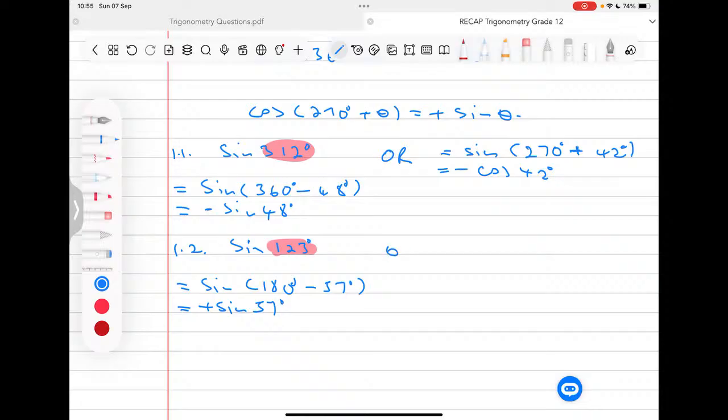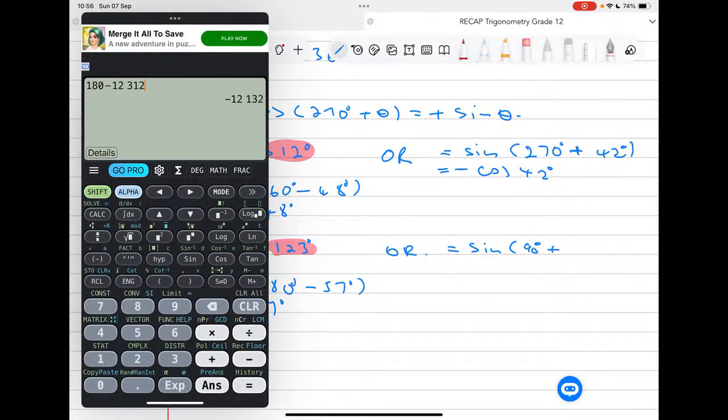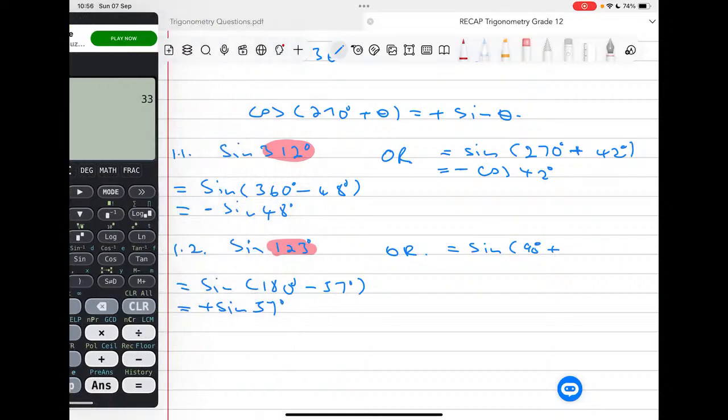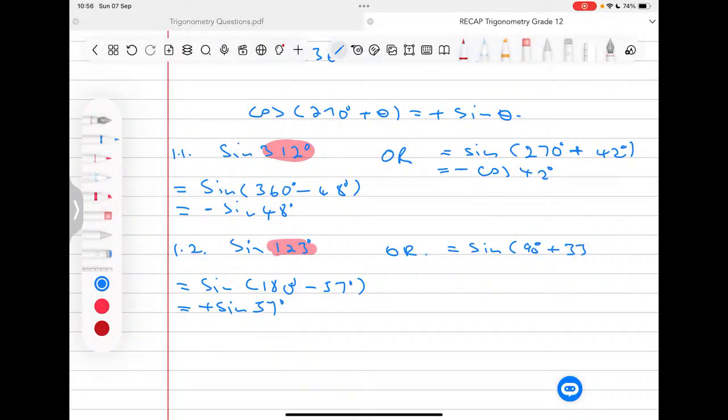Not Celsius, but 57 degrees. Now the other way in which you can do this is that you can say this can also be defined as a sine of, in this case, 90 degrees plus, right? So now this means I have to say 123 minus the 90. That should give me 33. So that means here I'm going to have 33 degrees, right?